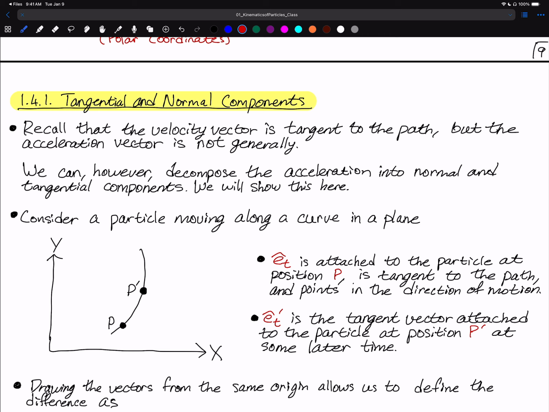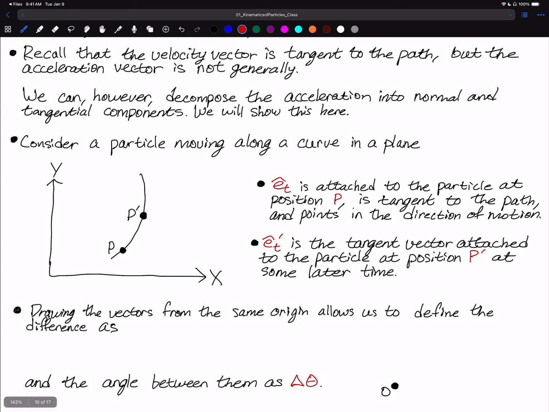If we consider a particle moving along a curve in a plane, here we've labeled our particle P, and we have a position at P and a position at P prime. We are going to attach a unit vector, E hat T, to the particle at position P, and it's going to be tangent to the path in the direction of the motion. Then we attach another one at a later point in time, at P prime. This is our E hat T prime, a tangent vector attached to the particle at position P prime at some later time.